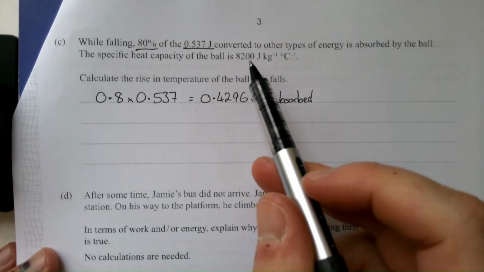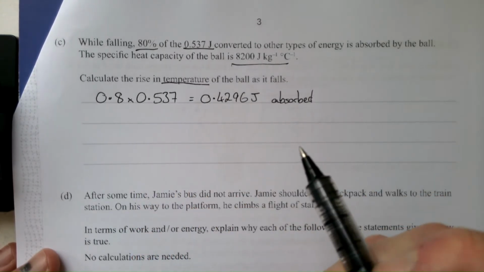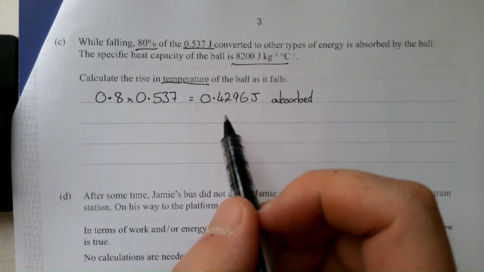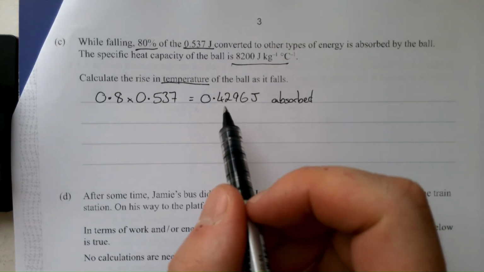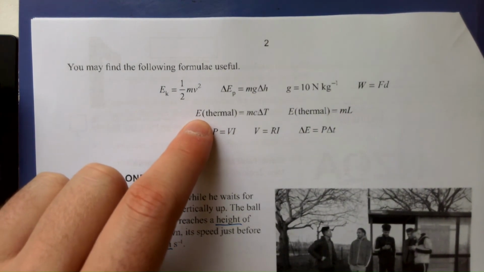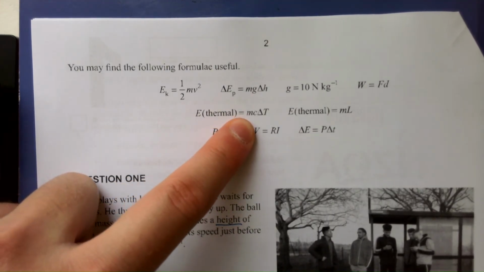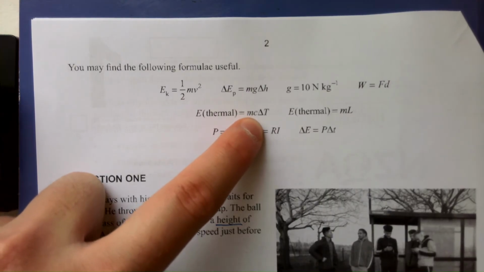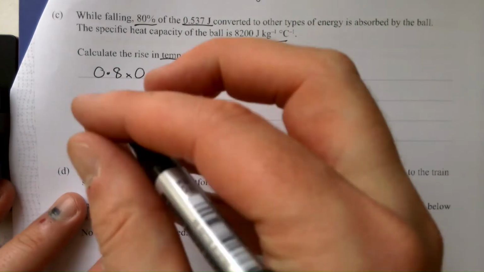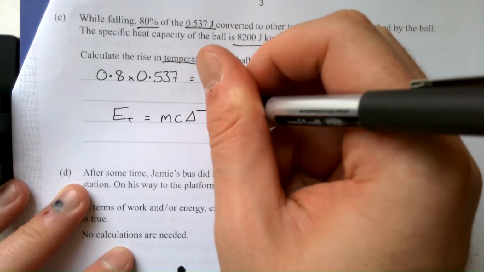Now we're told the specific heat capacity, and we are asked to calculate temperature. So we have energy, we have mass, we have specific heat capacity, and we're looking for temperature. So we're looking for one of these formulae that involves all of those. We've just worked out how much thermal energy was absorbed. The mass is given to us in the question, 0.15, and we've just been told C, so we can work out delta T. So first things first, I'm just going to write down the equation E thermal is equal to mc delta T.